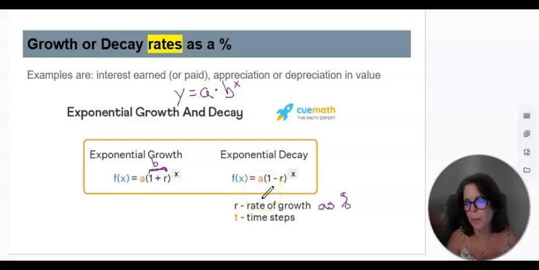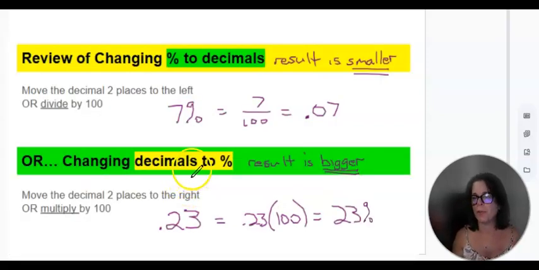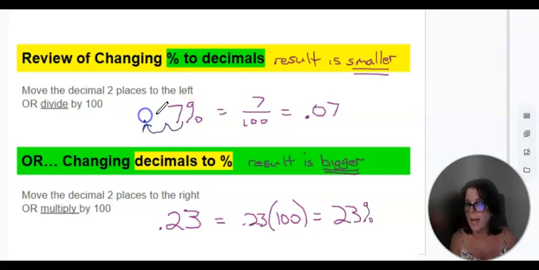Let's do some examples. I promise it's not that hard. So first, we need to make sure you know how to change between decimals and percents. If we're changing percents to decimals, the result is going to be smaller. So we move the decimal 2 places to the left, if you remember. 7%, we would take that decimal and we'd move it 2 to the left. And when we do it, you fill in any gaps with a 0, and that's where 0.07 comes from. The other way that some of you learned is just dividing by 100.